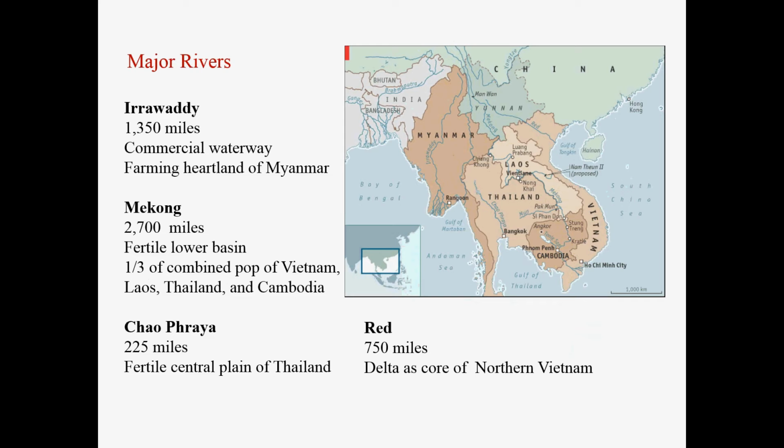The Chao Phraya River is mainly located in Thailand. It is 225 miles, not very long, with very fertile land, forming a delta region. The capital of Thailand, Bangkok, is located on the delta of the Chao Phraya River. The Red River is in northern Vietnam. It originated in China and flows into northern Vietnam. It is 750 miles, and this is the core region of northern Vietnam.